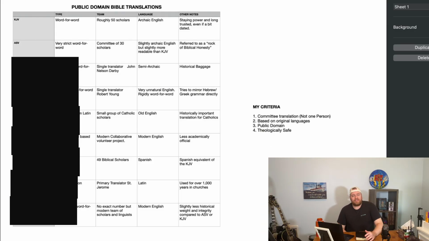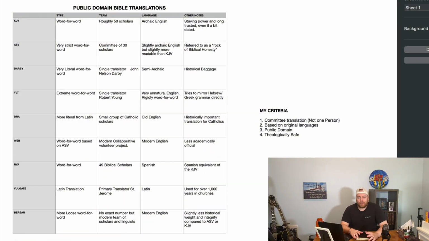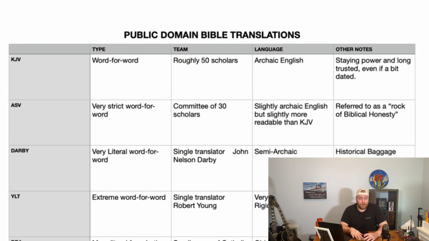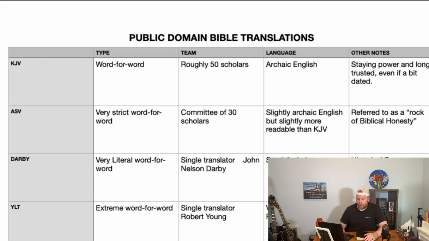All right, and so that left me with my 2 final translations, the American Standard Version and the King James Version. Now, I want to explain why I did not use the American Standard Version. So, for me, one of the biggest issues was actually that the American Standard Version seems to have a little bit more difficulty getting access to it nowadays. It is not regularly printed. It is more of a print on demand.